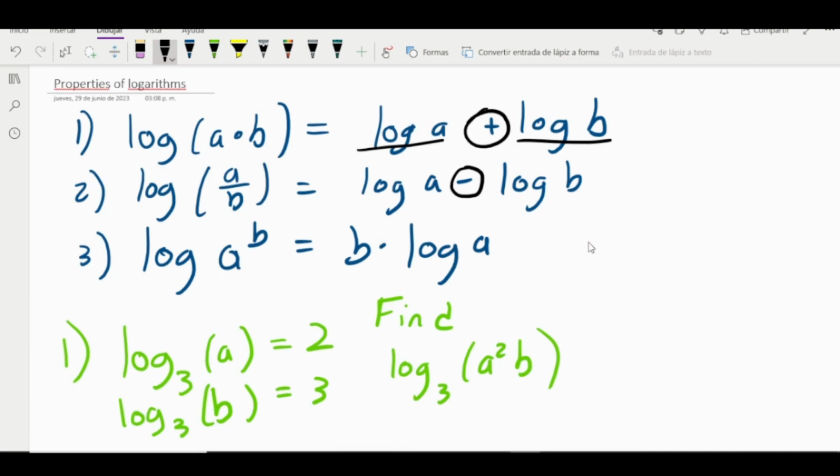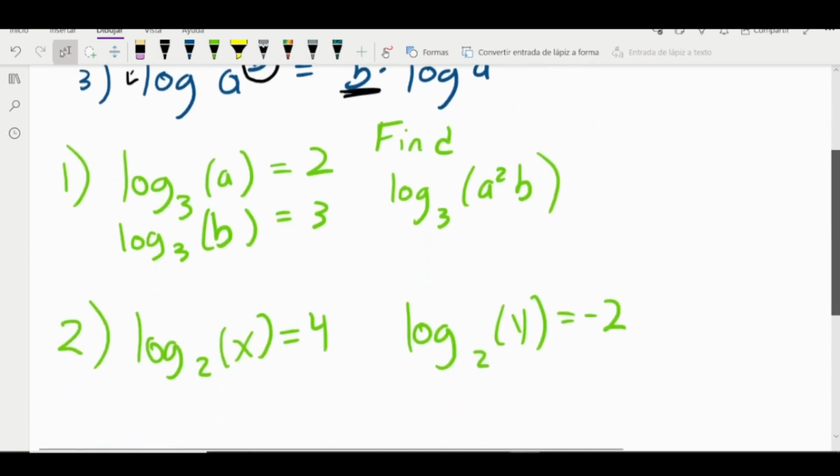And the next one is when we have an exponent in the logarithm, for example, logarithm of a with exponent b. Here, the only thing that we need to do is move this exponent as a coefficient. So now we're going to multiply b times the logarithm of a. The only thing you need to do is move it here in front. And how can we apply this? Let's solve a couple of exercises.